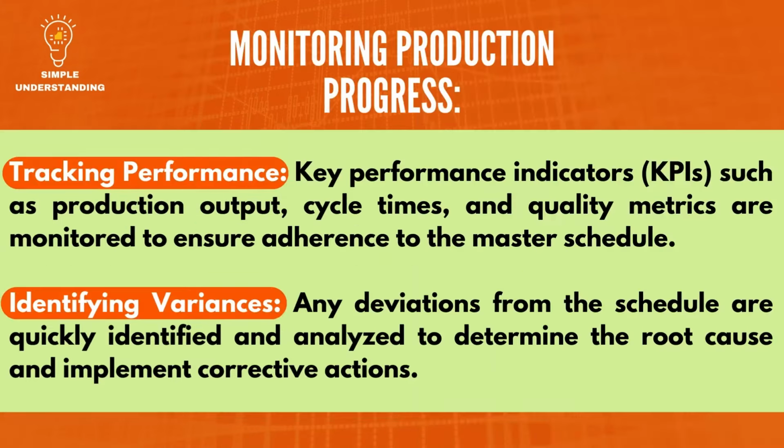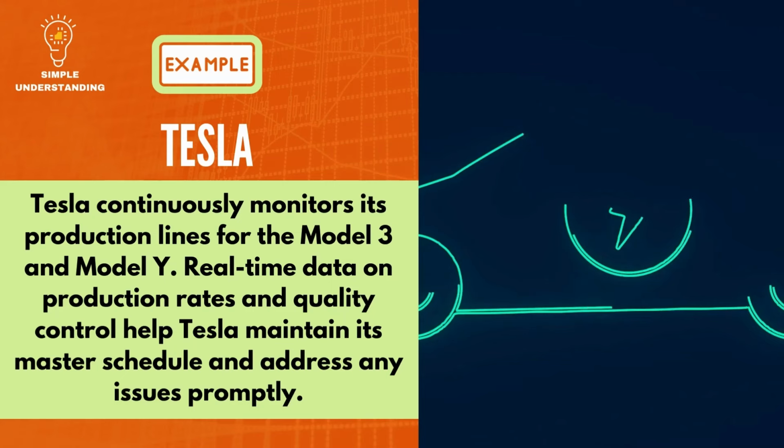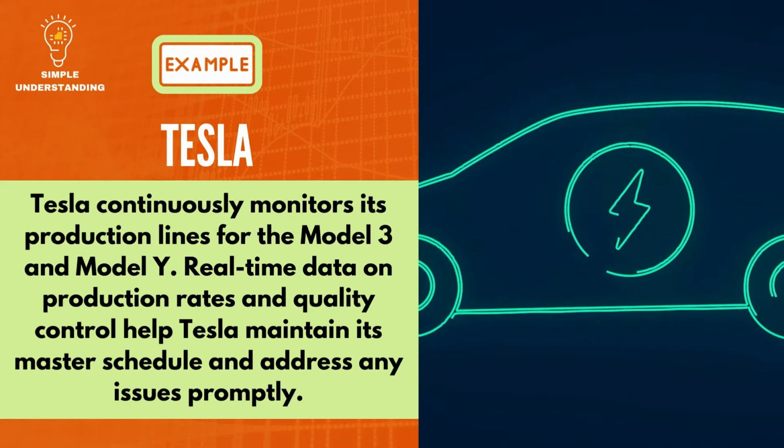2. Monitoring production progress. A. Tracking performance. Key performance indicators, KPIs, such as production output, cycle times, and quality metrics, are monitored to ensure adherence to the master schedule. B. Identifying variances. Any deviations from the schedule are quickly identified and analyzed to determine the root cause and implement corrective actions. Example: Tesla. Tesla continuously monitors its production lines for the Model 3 and Model Y. Real-time data on production rates and quality control help Tesla maintain its master schedule and address any issues promptly.